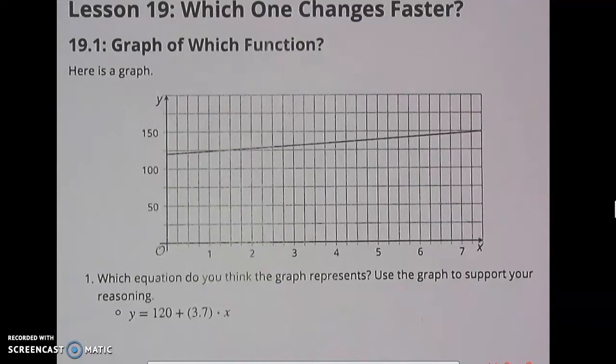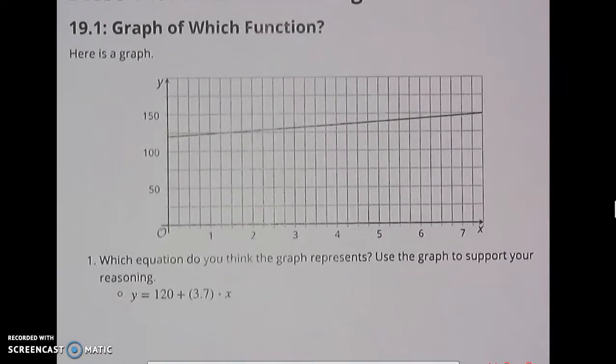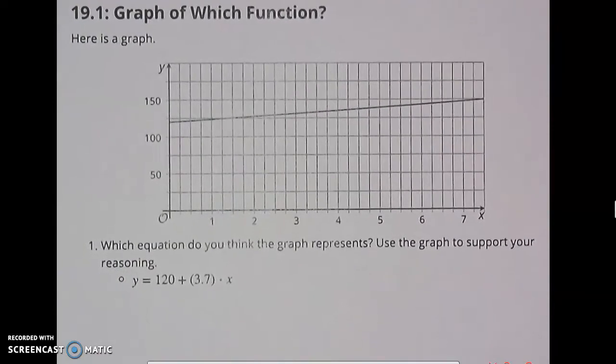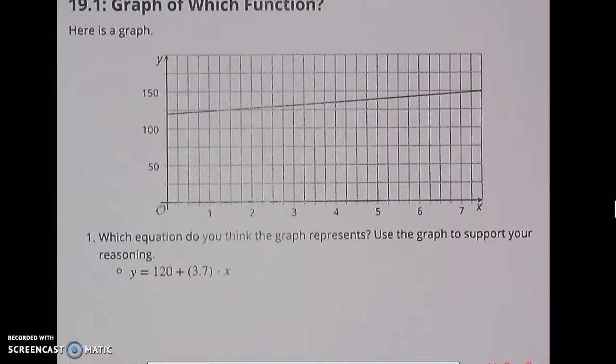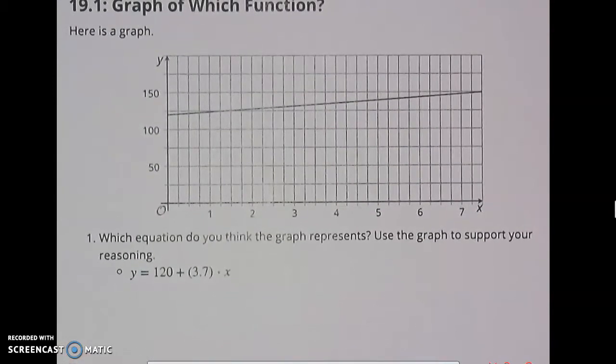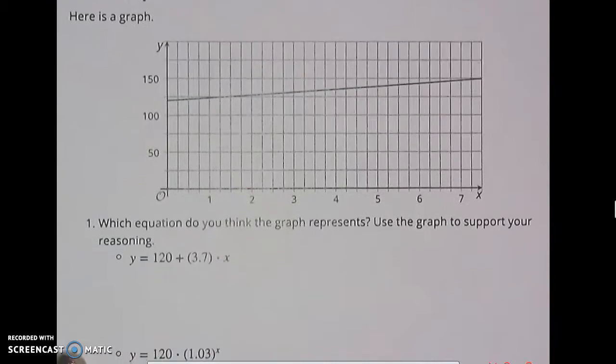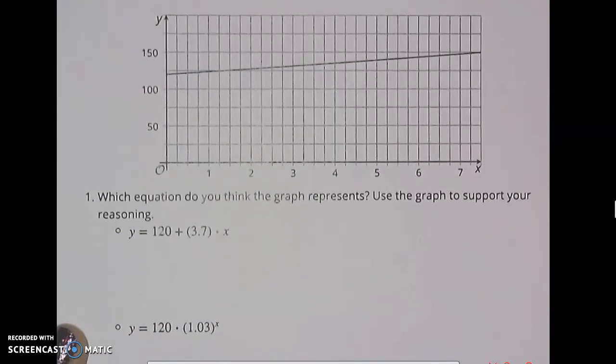Today we're going to talk about which one changes faster. So here we're going to try and figure out which equation is graphed for this function. Okay, so we have this graph that's given to us.